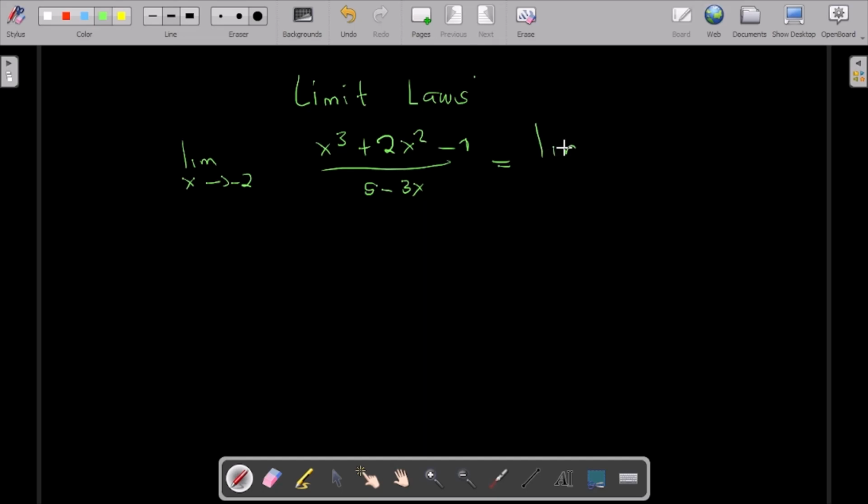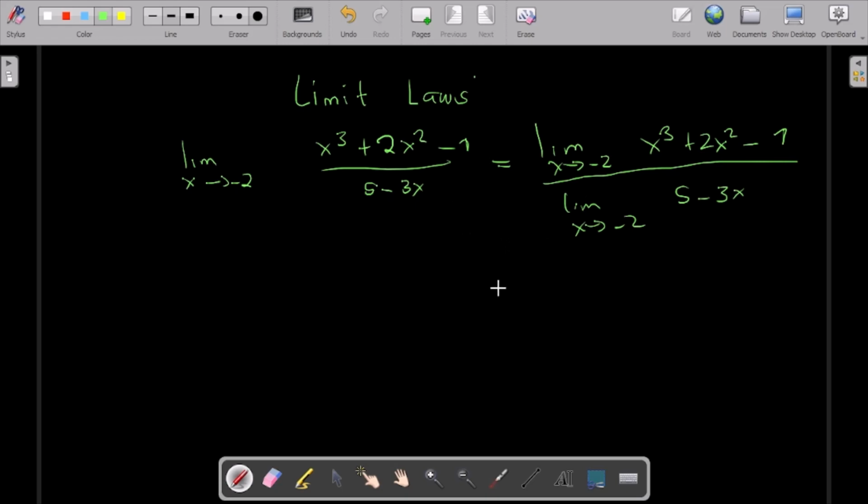So this is going to be equal to the limit as x goes to -2 of x to the power 3 plus 2x squared minus 1, divided by the limit as x goes to -2 of 5 minus 3x. Now, if you look at the top separate from the bottom, you're going to see that at the top we have a sum, and then we also have a difference. So if we apply the respective limit laws, we're going to have the limit as x goes to -2 of x to the power 3 plus the limit. Now, of course, the 2 is a constant, so I can bring it here.